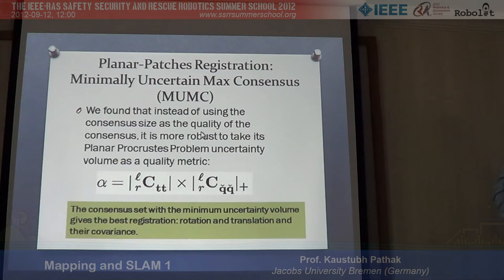So then we were thinking about alternatives, and the one alternative which we found which works best in practice is that instead of maximizing the consensus set, what we want to minimize is the uncertainty volume of the optimal solution. The uncertainty volume is given by the product of determinants of the translation covariance matrix and the rotation covariance matrix. So instead of maximizing the consensus set, we are minimizing the uncertainty volume of the solution which is created using the consensus set. So this was found to work the best.